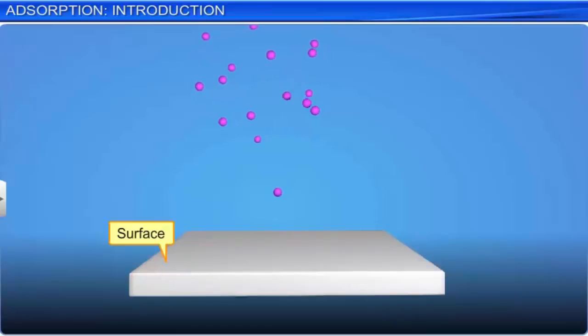The branch of chemistry that deals with the study of the phenomena that occurs on the surface or interface, that is, at the boundary separating two bulk phases, is known as surface chemistry.